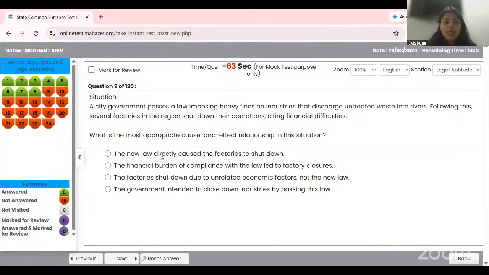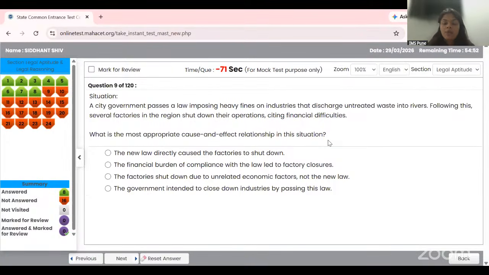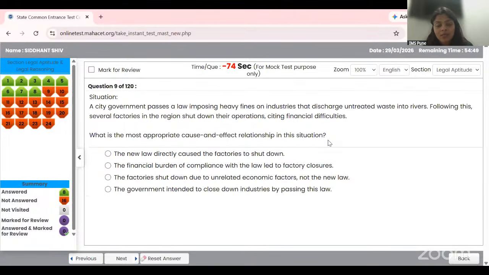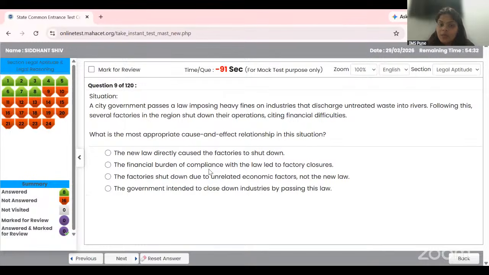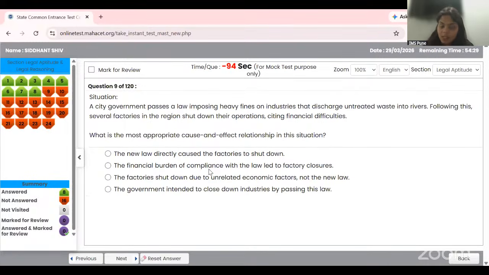So now factories stop their operations, citing that it is getting financially difficult for us. The question is asking about the cause and effect relationship. What is the cause and what is the effect? So you have to understand the cause in this case and the effect. Now we read it one by one. The new law directly caused the factory to shut down. That is your first option, that the new law resulted in the shutting down of factory. Second is financial burden of compliance with the law led to factory closure. Third, factory shut down due to unrelated economic factors, not the new law.